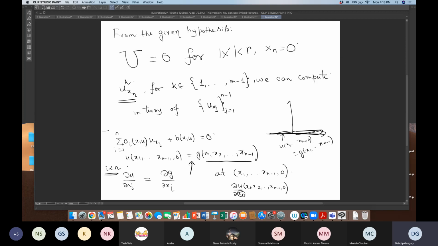I cannot compute del u by del xn from just u of x, because the data is given to be in the xn equal to 0 plane. I cannot compute del u by del xn. Is that clear or not? You can understand this one because this is given to be a function of x1 up to xn minus 1, and u is also given to be 0. So how can I compute del u by del xn? Yes or no?